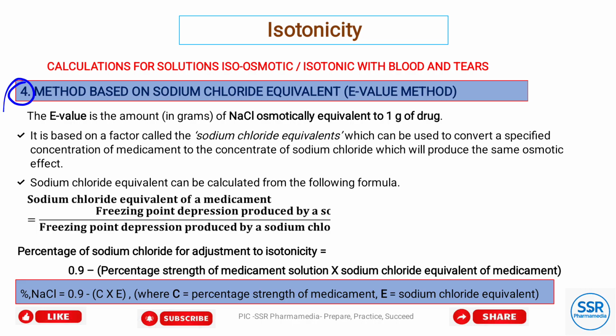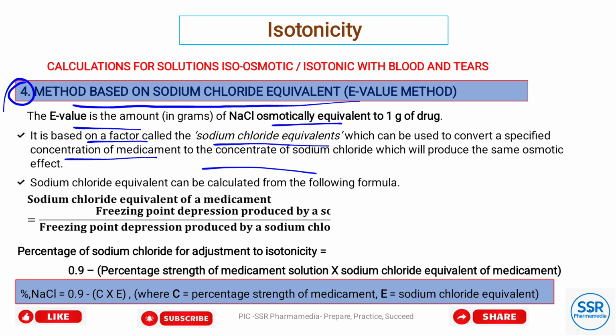So next, the fourth method, based on the sodium chloride equivalent method, the E value method. The E value is the amount in grams of sodium chloride osmotically equivalent to 1 gram of drug. It is based on a factor called the sodium chloride equivalent, which can be used to convert a specified concentration of medicament to the concentration of sodium chloride that will produce the same osmotic effect.